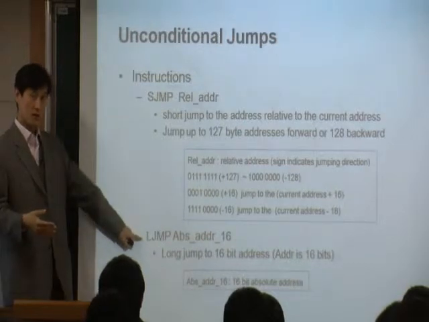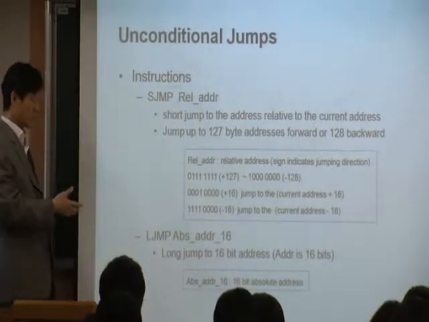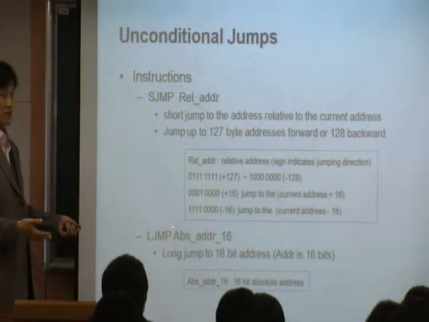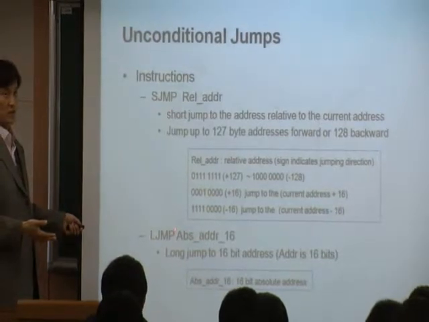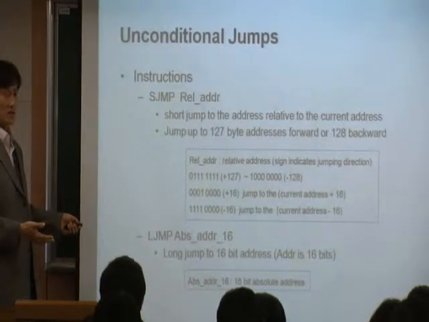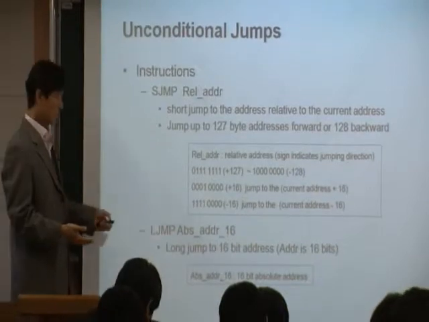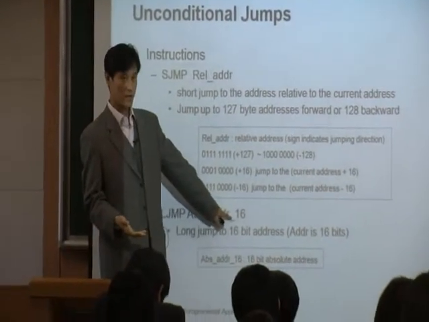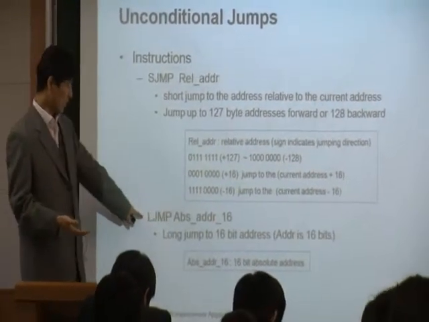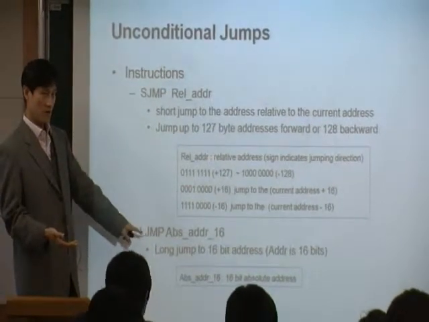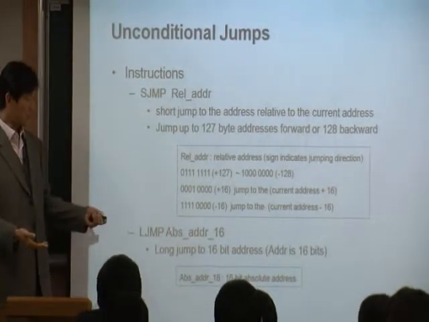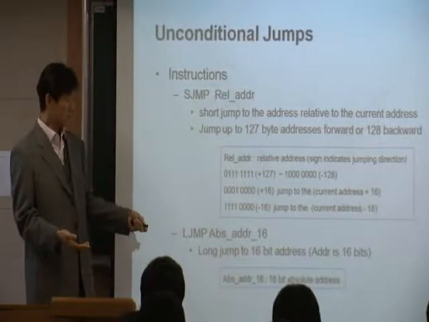And long jump, okay, this is long jump. In this case, you are using an absolute address. This is not a relative address. This is an absolute address, and this address is actually 16-bit. That's why we call this long jump. In this case, you can have a 16-bit address.